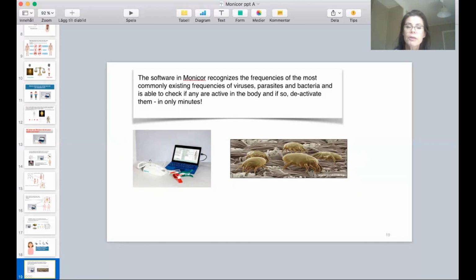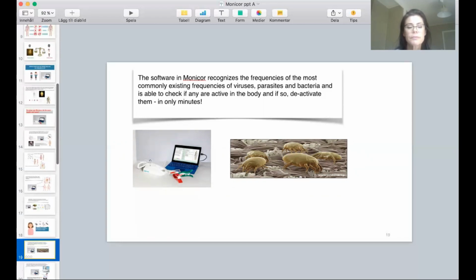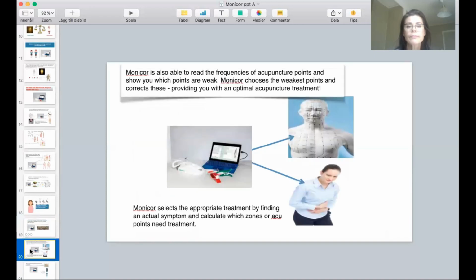And I check regularly so that my family doesn't get these pneumonia bacteria active. If so, I just deactivate them, and it takes only minutes. And we have many customers who are using this in a preventive manner to stay strong. So there are many different functions in the Monicor system, and this is just one of them.